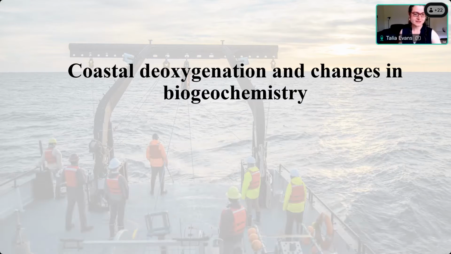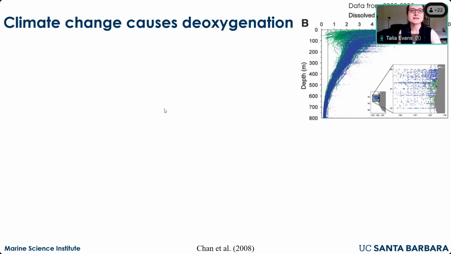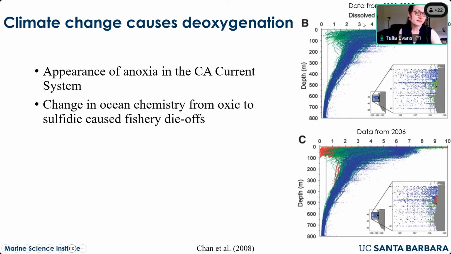I'm going to take a quick hop, skip, and a jump to Oregon. The real motivation here is deoxygenation and how climate change causes that. If you look at historical oxygen data, depth versus oxygen concentration, and there's a map of those points, the big takeaway is in 2006, we saw the emergence of anoxia in the current system for the first time that we've reported. And this change in chemistry from oxic to sulfidic caused very significant fishery die-offs. So that's one of the big motivations for the study.